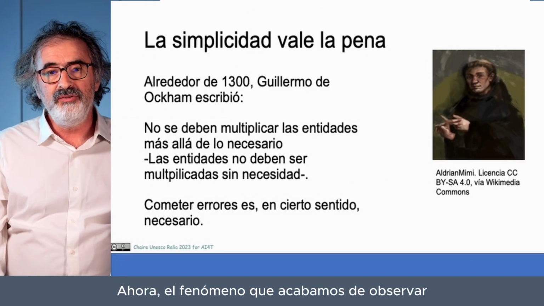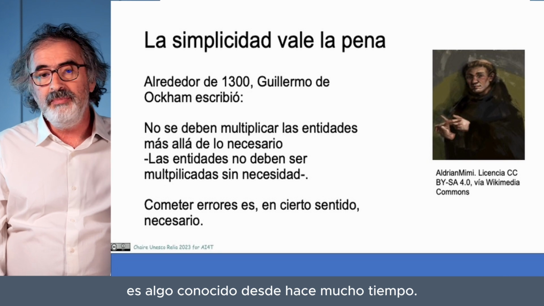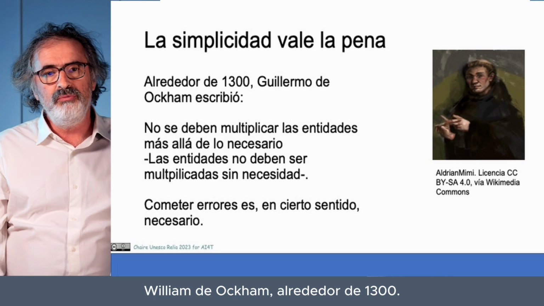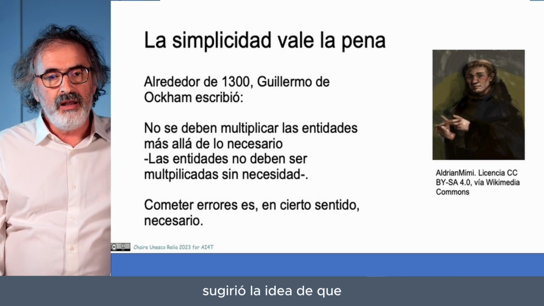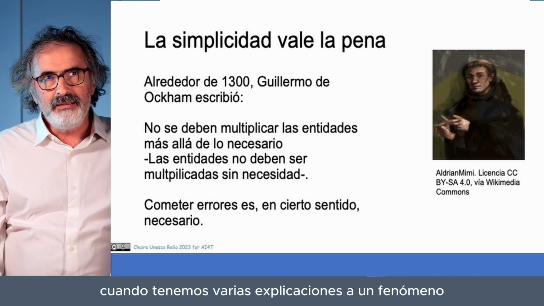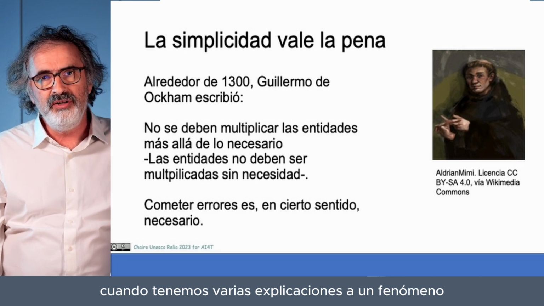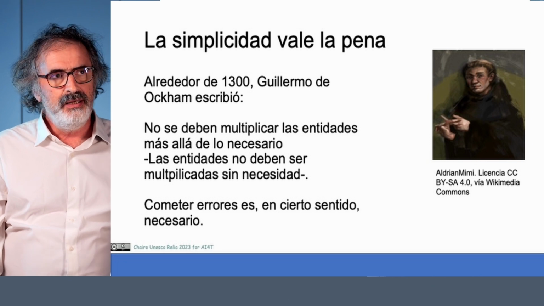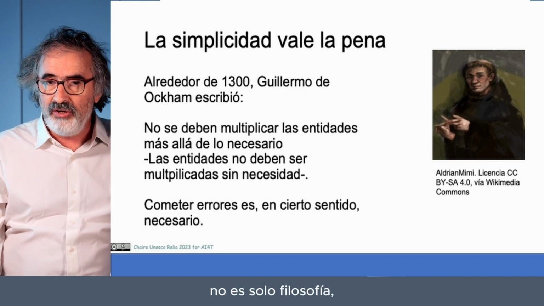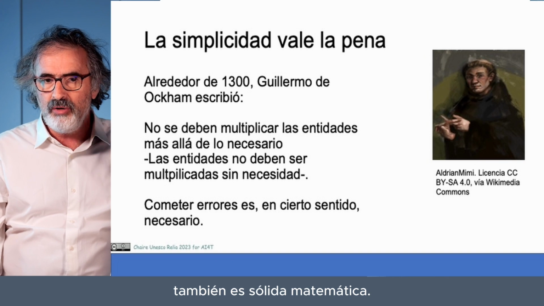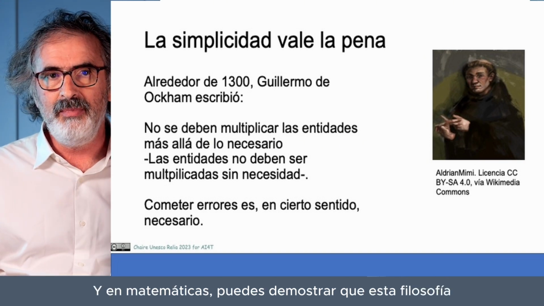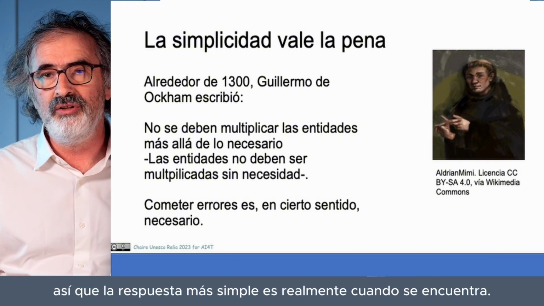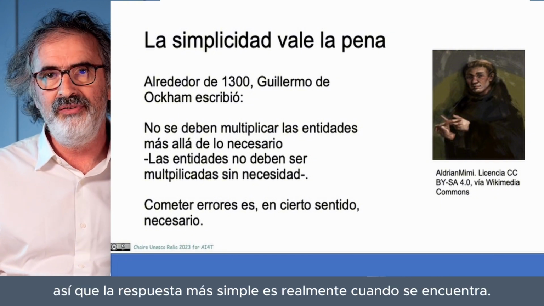Now, this phenomenon we have just observed is something that has been known for a long time. William of Ockham, around 1300, came up with the idea that when we had various explanations for a phenomenon, it was always better to choose the simplest answer. So this is not just common sense, it is not just philosophy, it is also strong mathematics. And in mathematics you can prove that this philosophy of going for the shortest or the simplest answer is actually well-founded.